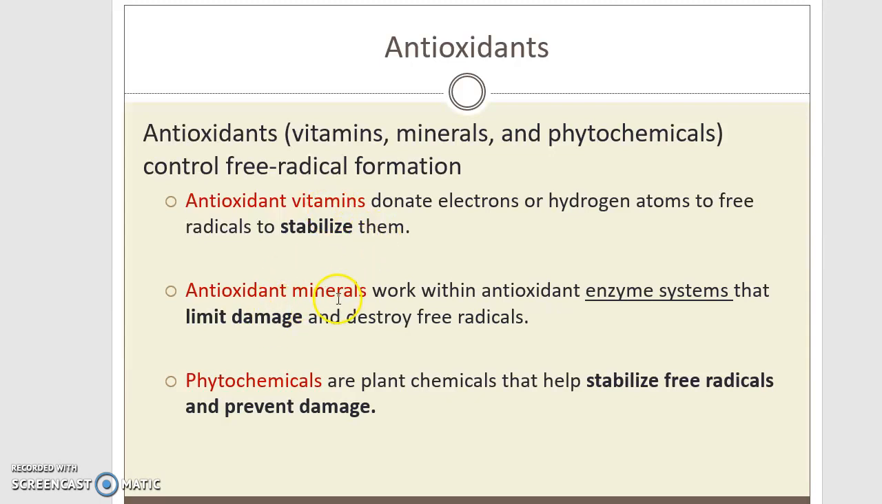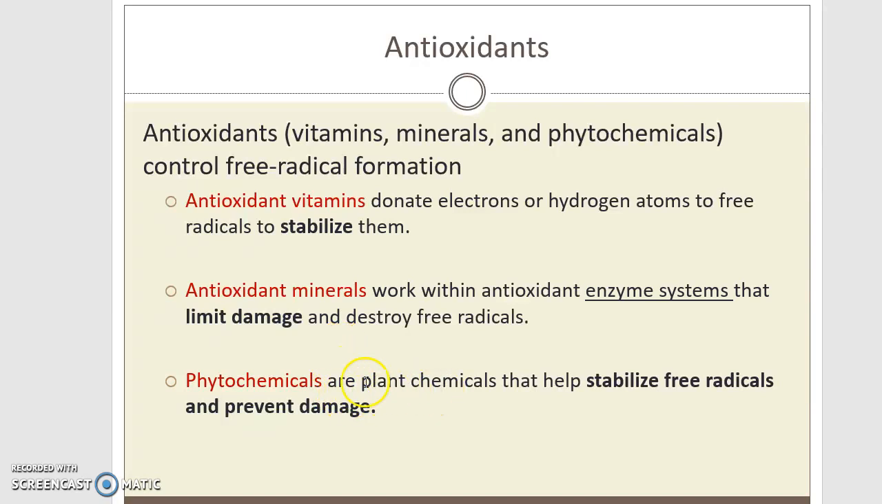And then antioxidant minerals, these work a little differently. These work as coenzymes. If you recall back in the protein chapter, we had this idea that enzymes often need a cofactor, which are often the minerals that need to work with the enzyme in order for it to be effective. So the minerals are important to work with these enzyme systems that will prevent damage, or at least limit the damage to our cells, to the proteins and the lipids in our cells.